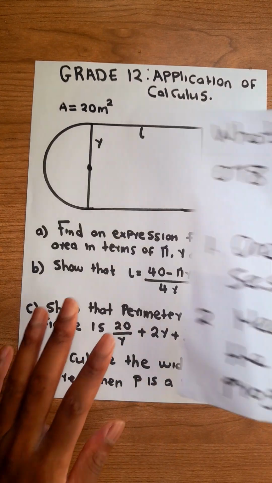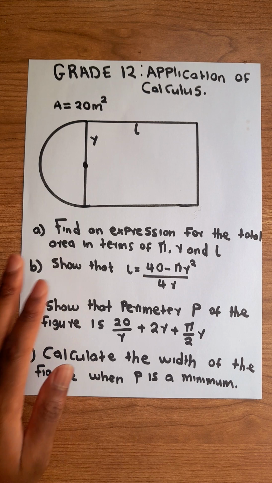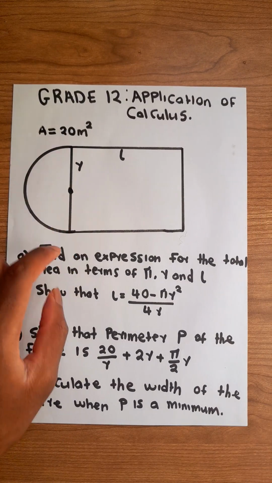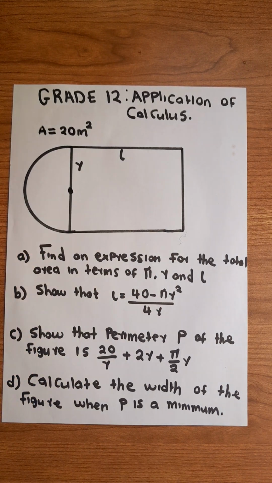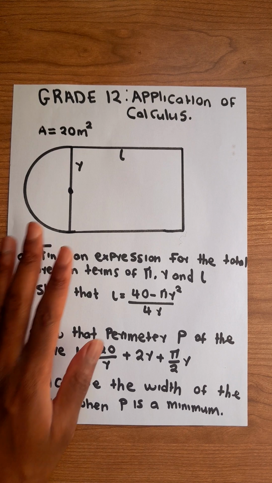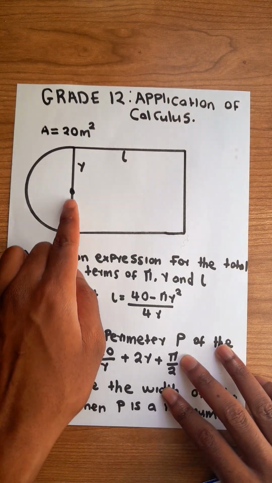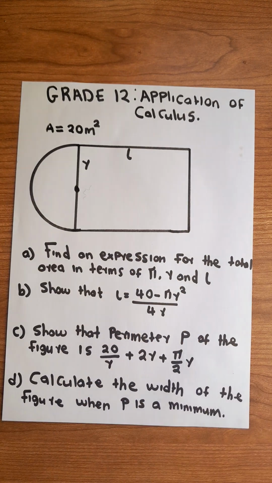Well, with that being said, guys, let's focus on this wonderful question, the application of differential calculus. Before we go any further, we are being told that the area of this thing is 20 meters squared. But what is this thing? If you check, it has a rectangle. Can you see this rectangle? This is a rectangle.